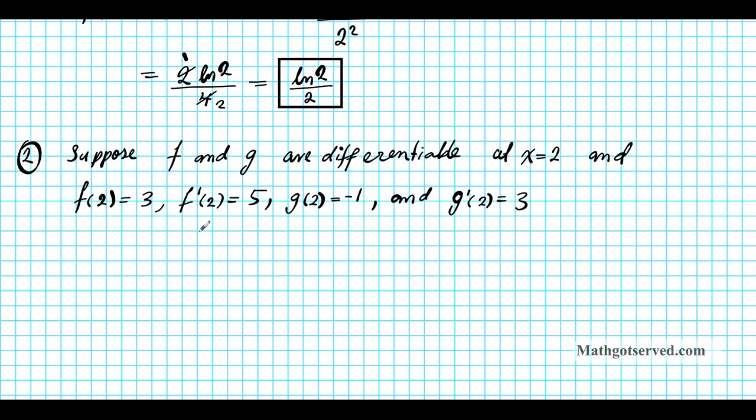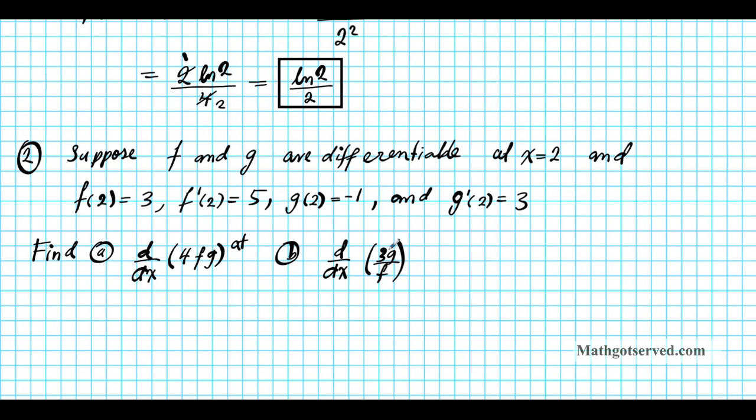So the task is to find A, or to find d dx of 4fg, and B, we're to find d dx of 3g over f. Okay, we have to find this one at x equals 2. Both of them, we need to find both of them at x equals 2. Okay. All right, let's do the A part.